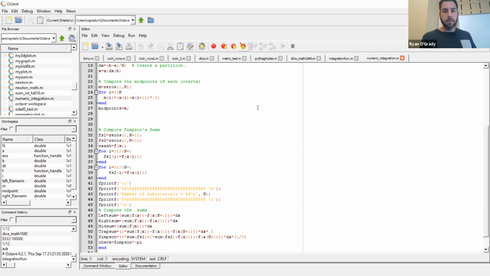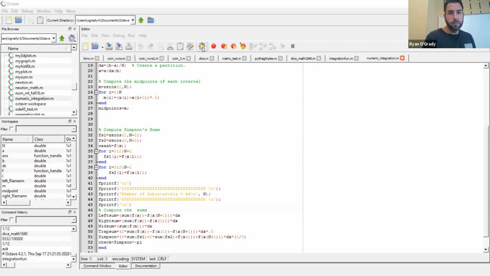Someone's chatting. This is called Octave, and Octave is a free clone of what's called MATLAB. MATLAB is sort of the staple number one software in computation. Lots of people in engineering and companies use it, but MATLAB's expensive. So this is a free version of it, and it gets the job done.